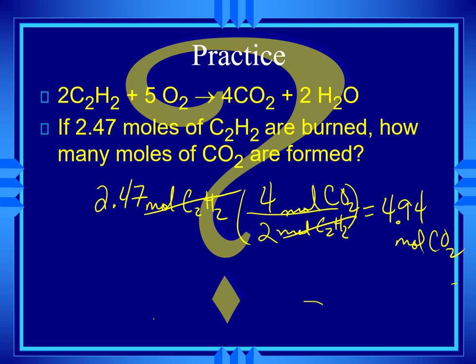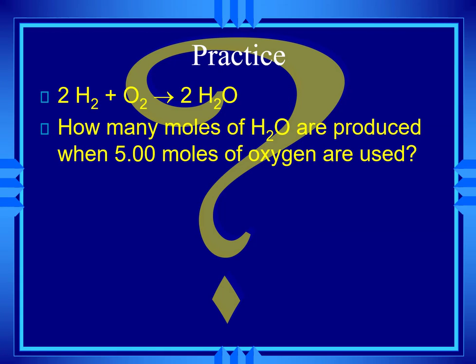So I can tell you about a reactant and ask you about a product. I can tell you about a reactant and ask you about the other reactant. Those last two examples. Or I can tell you about one product, different equation. I can tell you about a reactant and ask you about a product. How many moles of water are produced when 5 moles of oxygen are used?